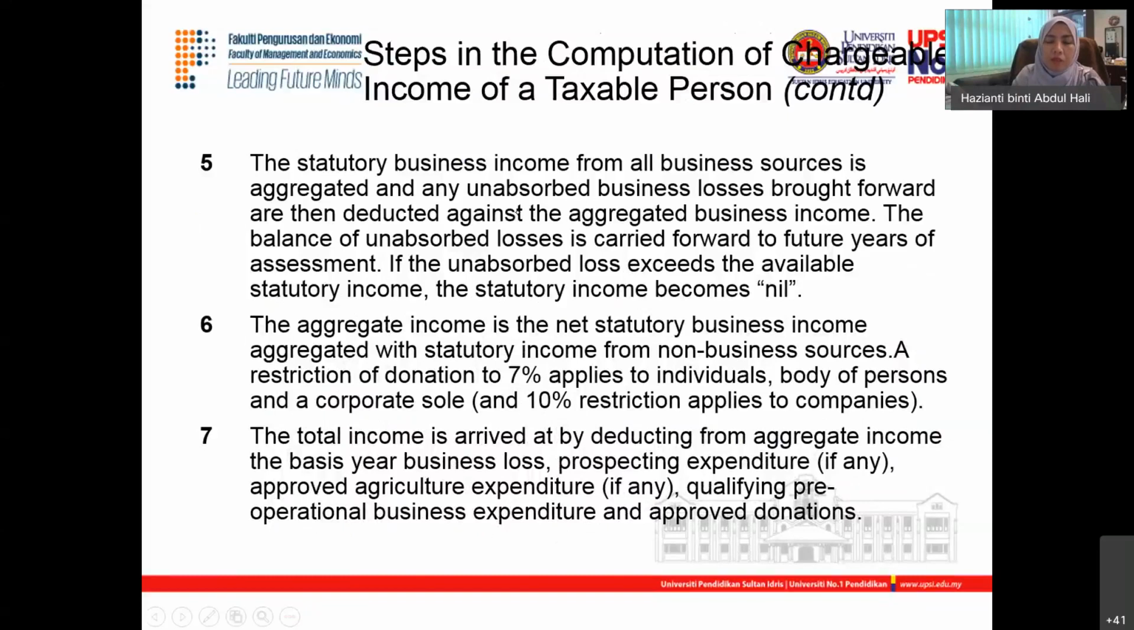So this is based on the format tadi juga for the statutory business income, aggregated, any unabsorbed deducted against aggregate business income. So balance tu nanti kita tolak lah dengan kalau ada balance unabsorbed loss. Ini kita akan tengok masa kita buat business income nanti. And aggregate income, restriction of donation untuk individual 7% je. Body of person and corporate soul 10% applies to company from the aggregate income.